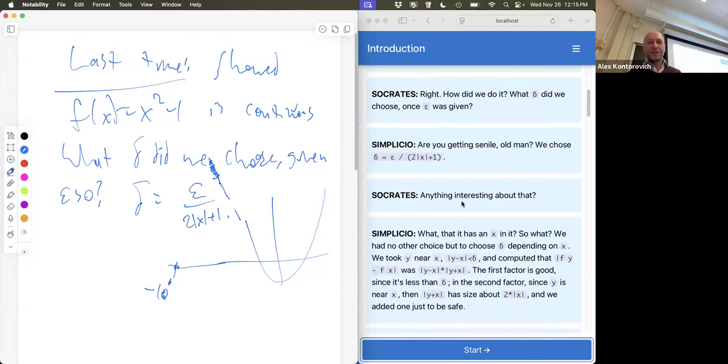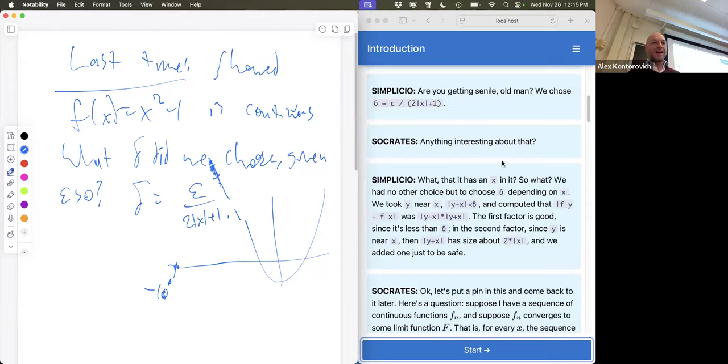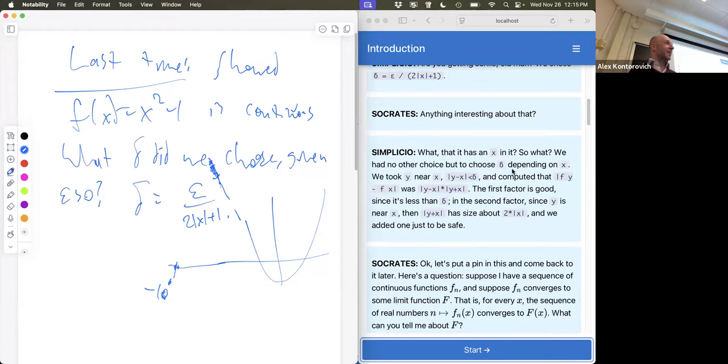So is there anything interesting about that? Well, it has an x in it, but we have no other choice but to put an x in it. We looked at this difference, f of y minus f of x. We found that it was y minus x times y plus x. Y minus x is of size delta. Y is near x, so y plus x is 2x, and then we added 1 just to be safe. We had no other choice but to have a factor like this. It's actually not true otherwise. Socrates says, okay, just put a pin in that for a minute. We're going to come back to that question.